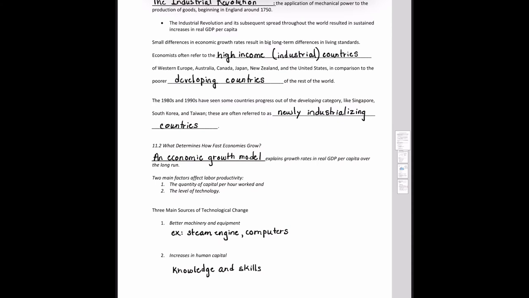Okay, so let's move on to our next section, what determines how fast economies grow. We use an economic growth model to explain growth rates in real GDP per capita over time in the long run. We saw in the last chapter, the key to economic growth is labor productivity, the quantity of goods and services that can be produced by one worker or by 1 hour of work. And we had two main factors that affect labor productivity here: quantity of capital per hour worked and the level of technology. We'll be concentrating on changes in capital quantities and technological change.